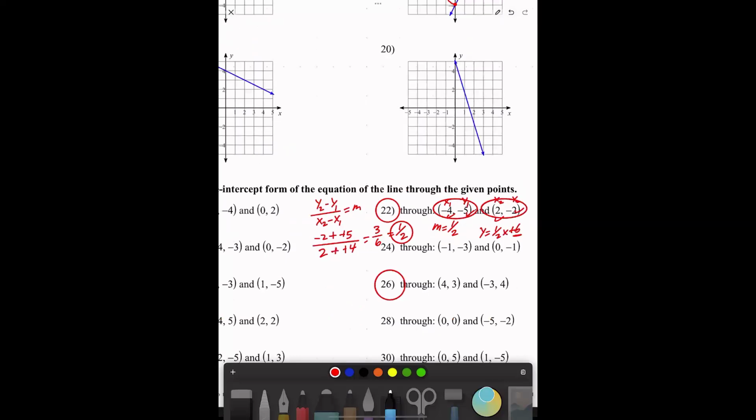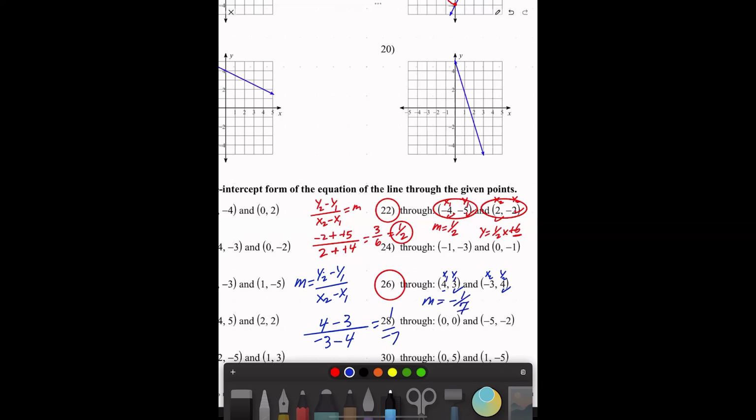So again, we need the slope, so let me change the color a little bit. This red is starting to bleed on me. All right, so we got y2 minus y1 over x2 minus x1. So x1, y1, x2, y2. So we're going to do 4 minus 3. We're going to take these two, that goes on the top, and then we're going to do a negative 3 minus 4 on the bottom. So 4 minus 3 is 1, and a negative 3 minus 4 is a negative 7. So the slope for this point is going to be a negative 1 over 7.